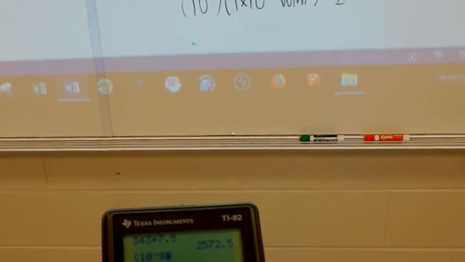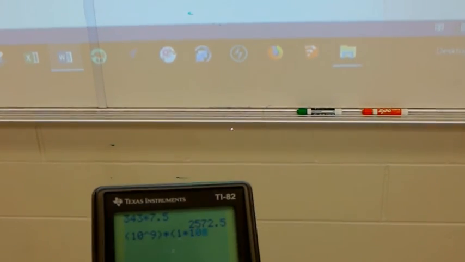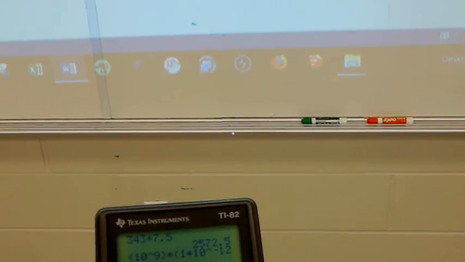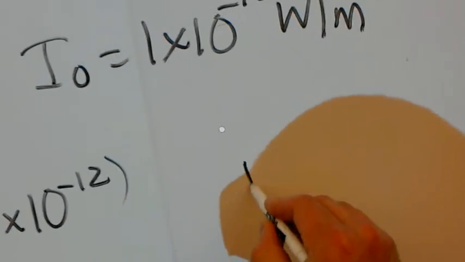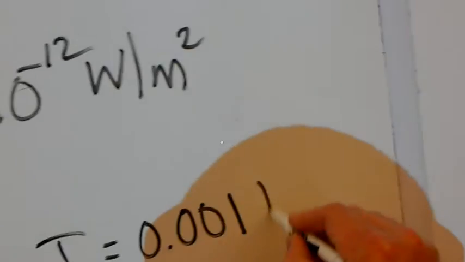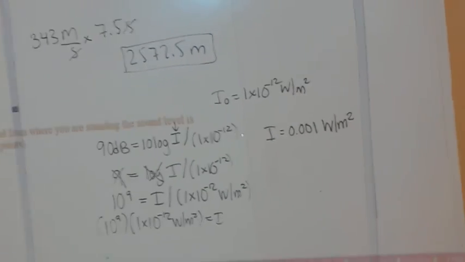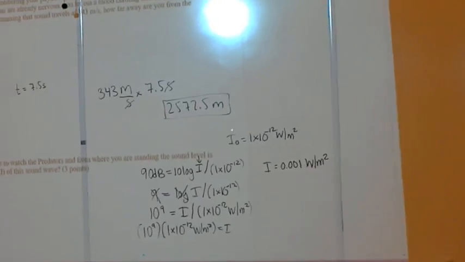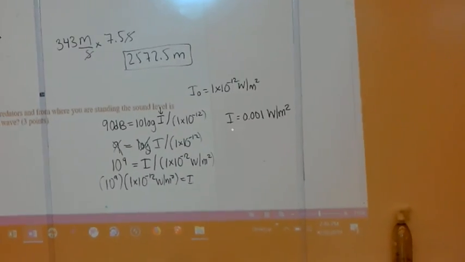10 to the 9th times 1 times 10 to the minus 12th. And we get I is 0.001 watts per meter squared. Okay? I'll pause it here for you to do that and look at it, and I'll resume in the next video.